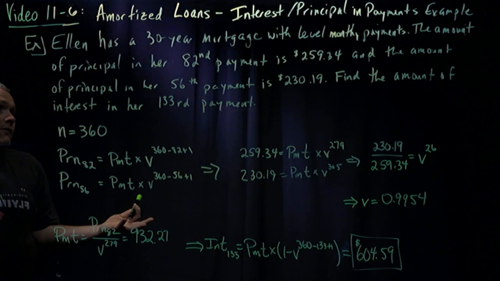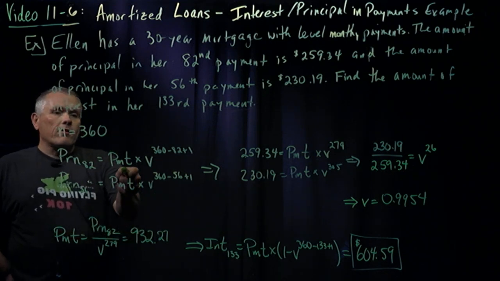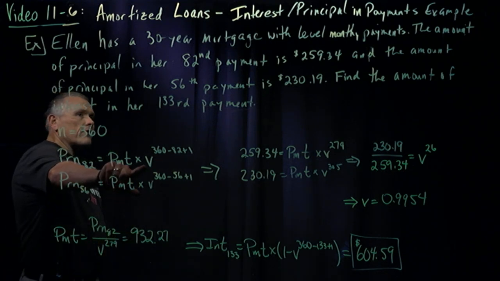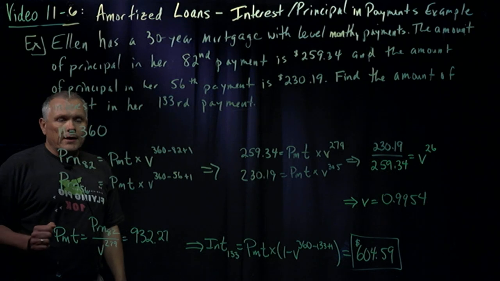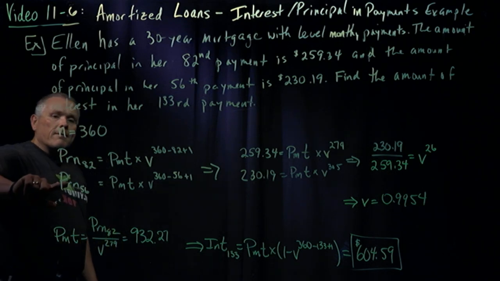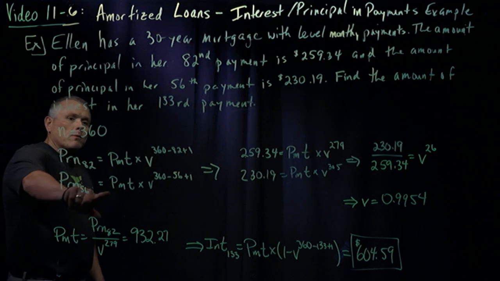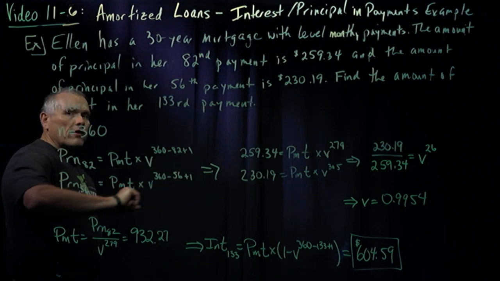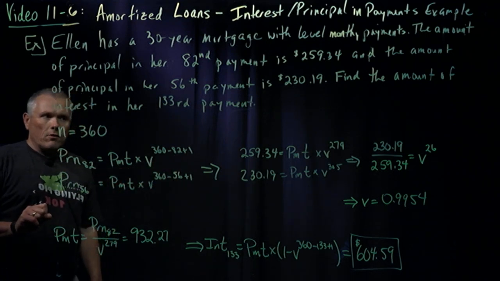Notice there's two unknown values here. The problem does not give us the amount of the payment, nor does it give us the effective interest rate, so we don't know what v is. Luckily, we have another piece of information given to us, the amount of principal in the 56th payment. We would find it in a similar way just by changing the 82 to a 56.